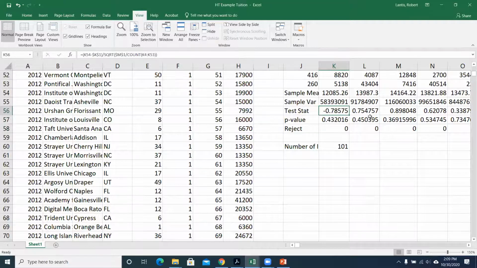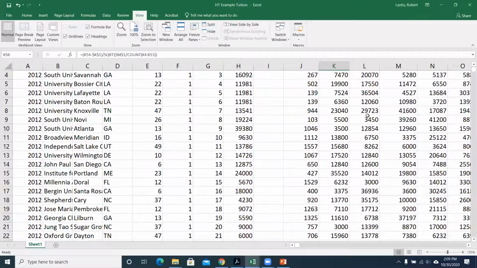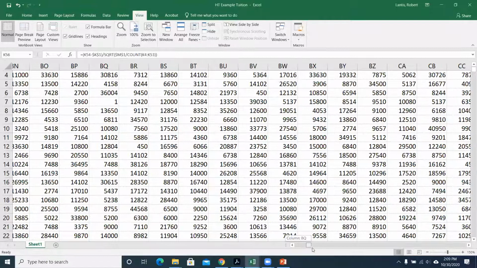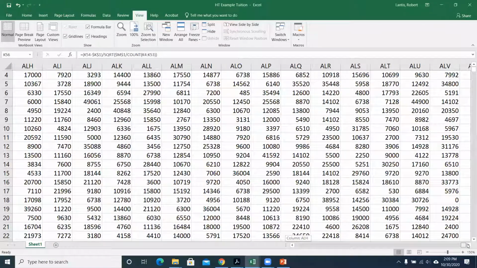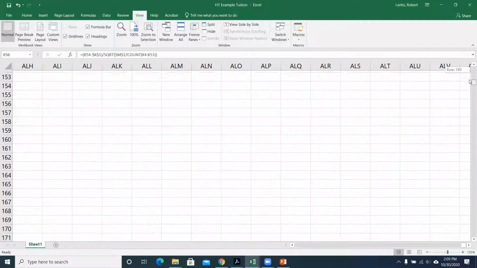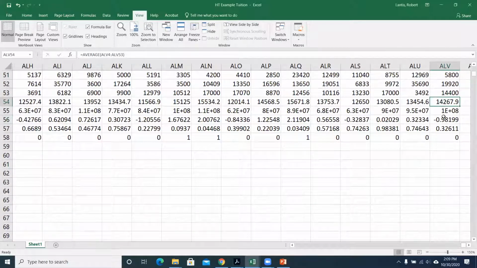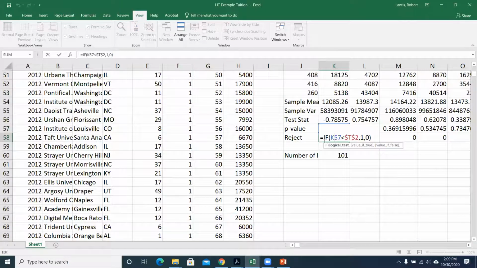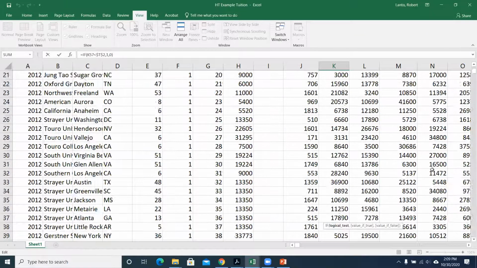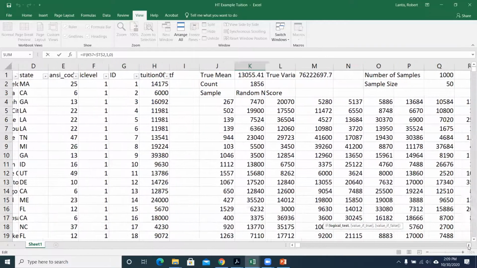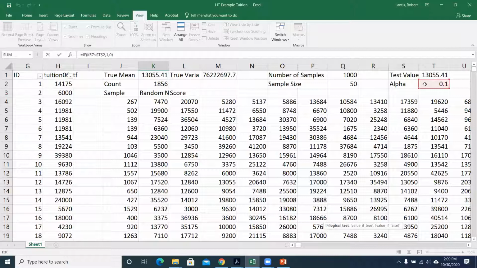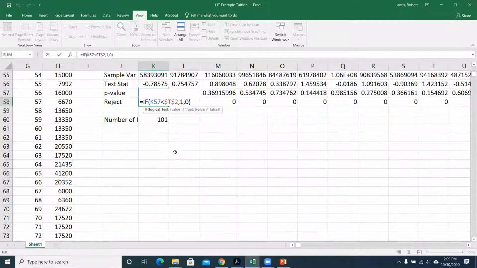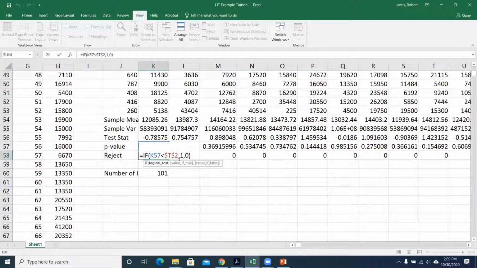So I did that for this first sample. I then did it for another random 50 schools, and I took 1,000 different samples of size 50, right? So here's all my samples. Here's their sample mean, their test statistic, their p-value. And then that last row, what I did was say, well, look, I'm going to figure out if I can reject or not. If that p-value I calculate is less than what's in cell T2, if we're using the p-value approach, I'm comparing the p-value to alpha. So here alpha is 0.1. So if the p-value is less than alpha, put a 1 because I should be rejecting, a 0 if not, right? Because I'd fail to reject.